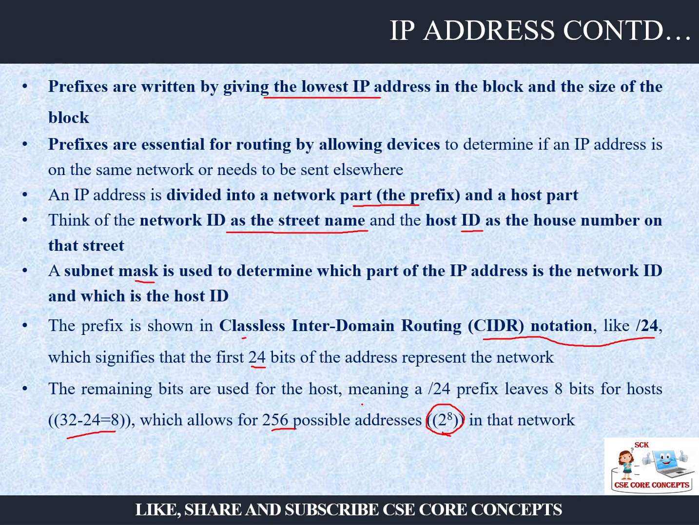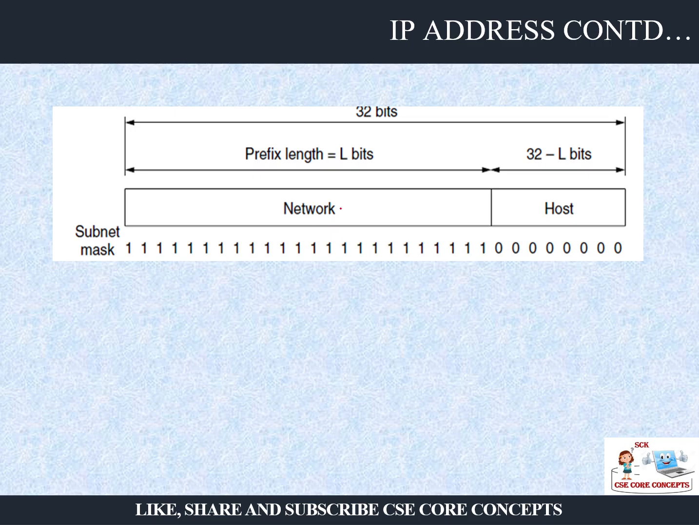So if your network has the prefix 24, that is the case. Now if it is 26, what will be the value? 32 minus 26, that is 6, and 2 raised to the power 6 gives that many addresses in the network. So the total size is 32 bits and the prefix length is L bits, the number of host bits is 32 minus L, and this is your subnet mask.